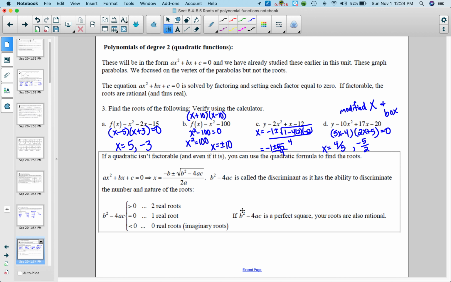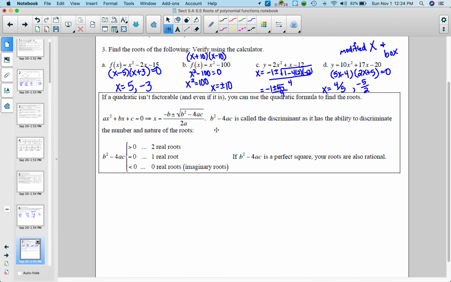Now, when you do use the quadratic formula, you can actually tell something about the roots. It's all going to depend on this right here, which is called the discriminant. If the discriminant is greater than 0, then you're going to have two real roots. If it equals 0, you're going to have one real root, because then it's just going to boil down to the opposite of b over 2a. And if it's negative, you won't have any real roots. You're going to have imaginary roots.